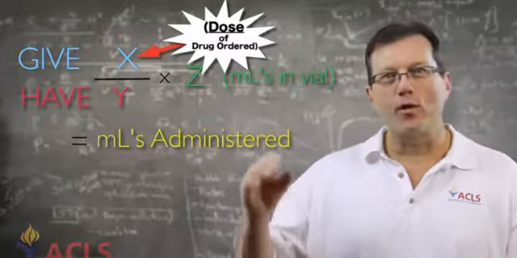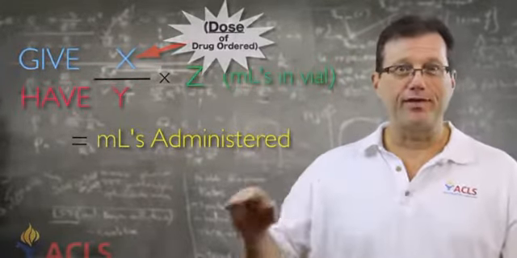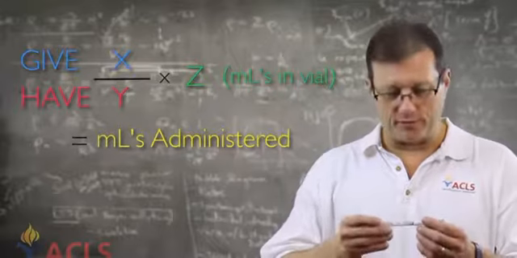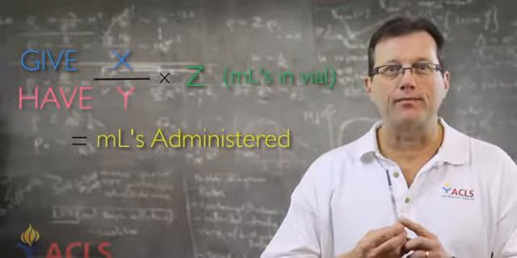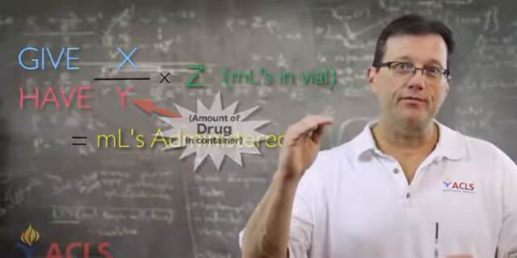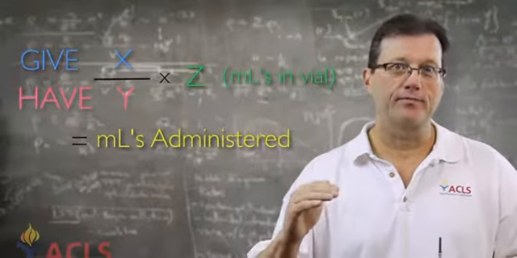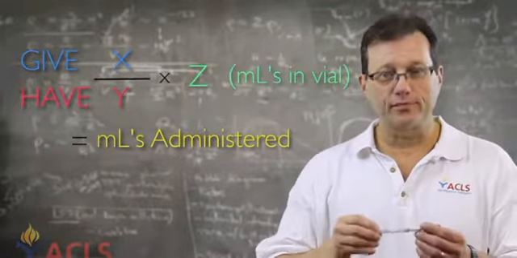So how much drug do I want to give? Divide that by how much drug do I have? What's the total amount of drugs in this vial? So give divided by have times cc's in the vial.